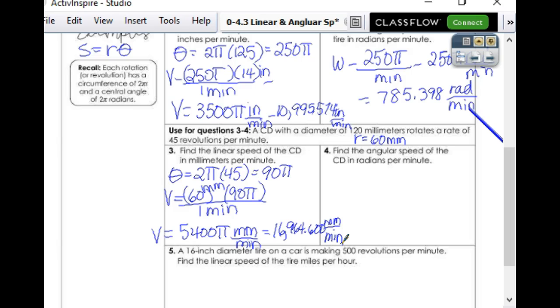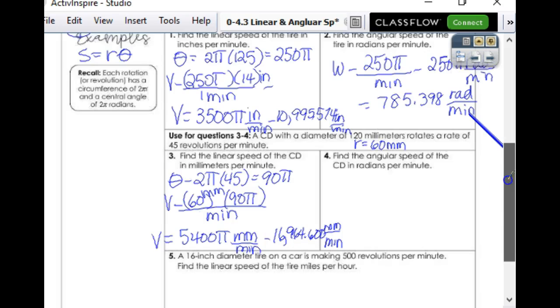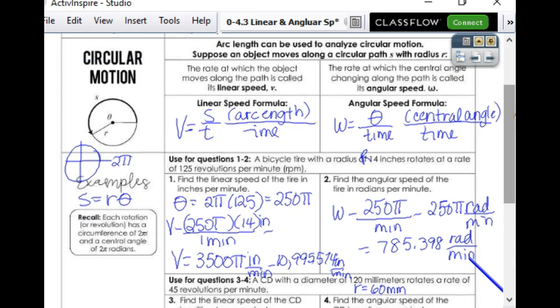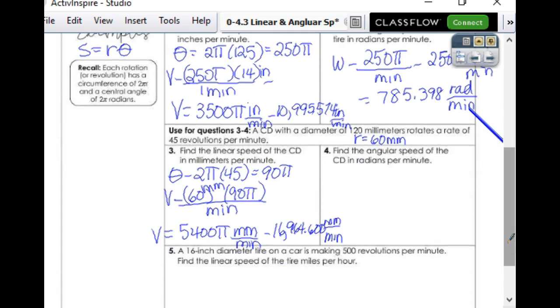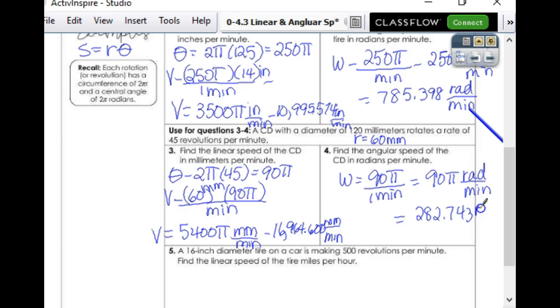So then I'm going on to angular speed. And the angular speed is the theta. Found theta. What was theta? So W is going to equal 90 pi over 1 minute because the revolutions was in minutes. So I'm going to get 90 pi radians per minute. And if I push the little button, I get 282.743 radians per minute.